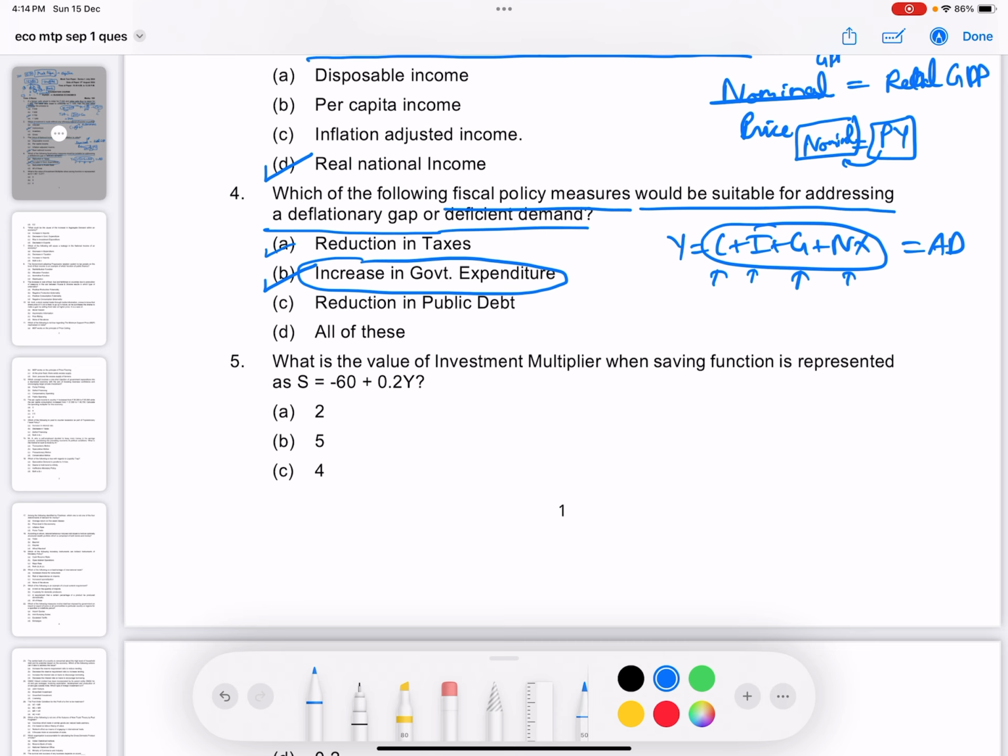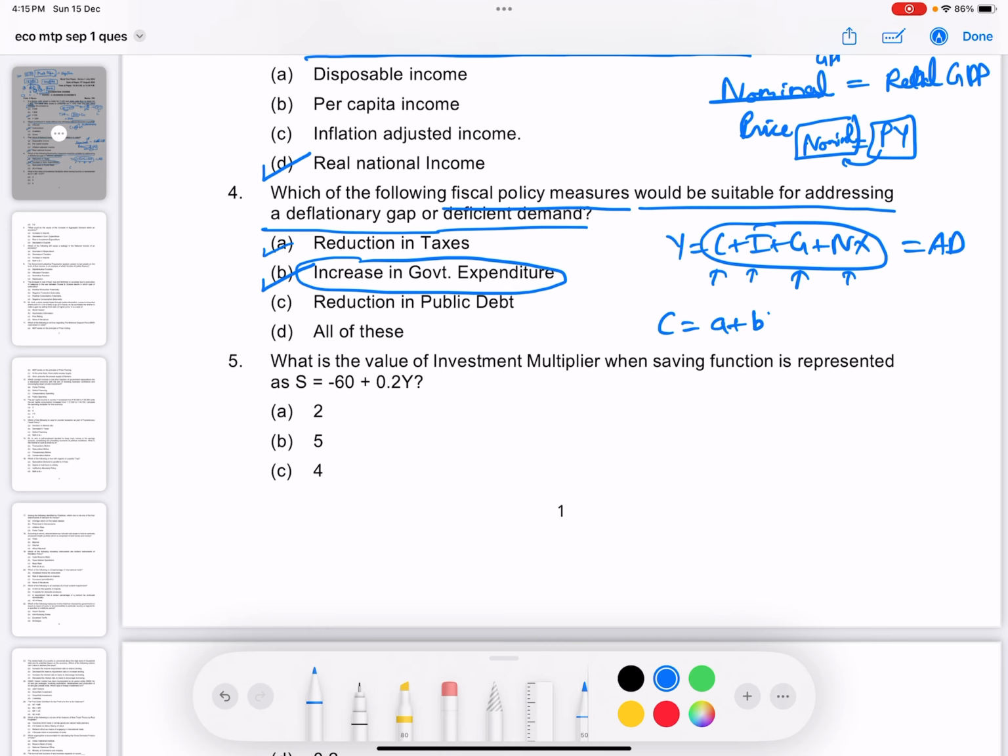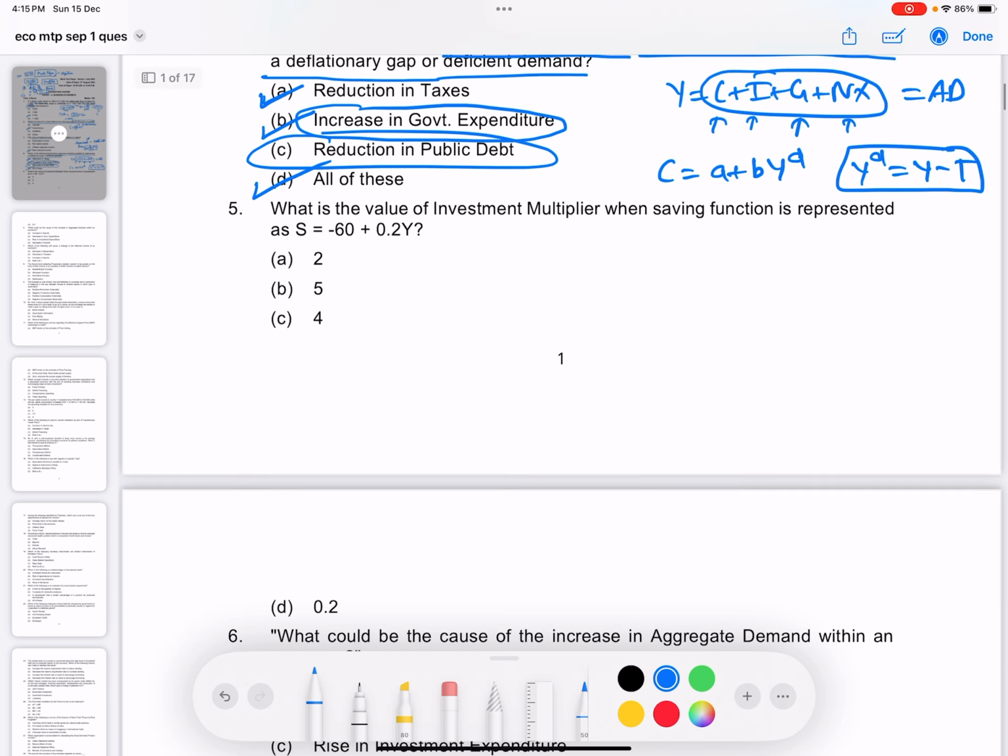Reduction in taxes is also right, because if the taxes are reduced, the disposable income, YD equals Y minus T, would increase and so would aggregate demand. So if 2 of them are right, we don't need to think about the third. All of them would be correct. Okay. Now moving on to the next question.